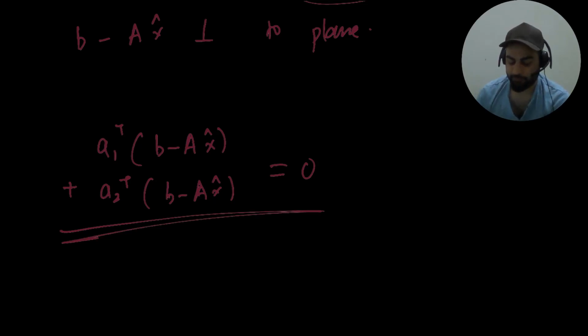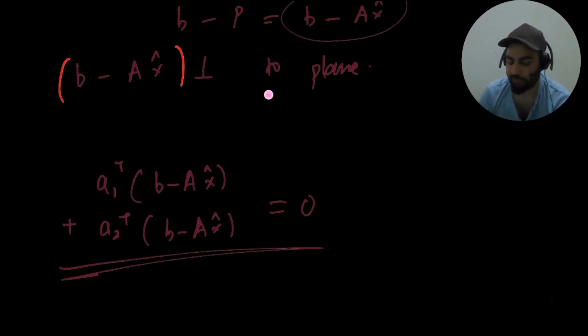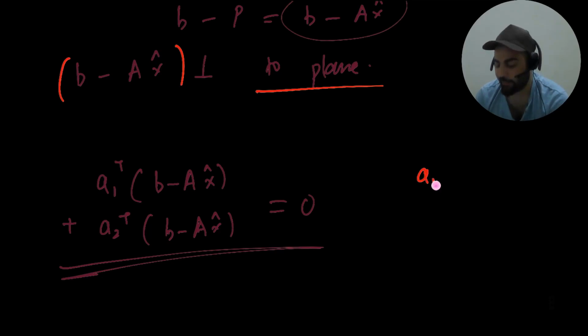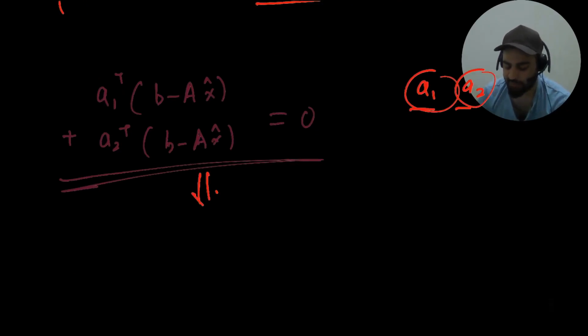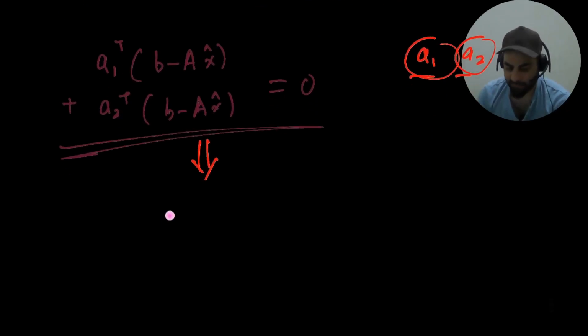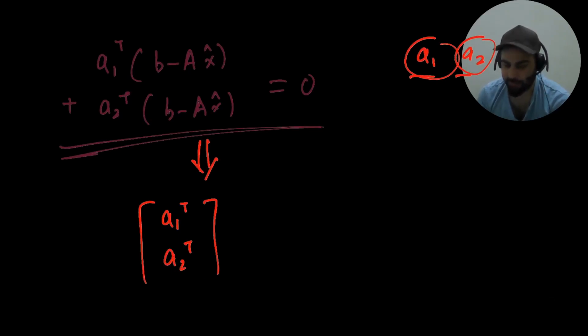Yes, sir. Do you agree, Dhyan, Jahangir? Do you agree I can write it like this? Because I told you that this B minus AX is perpendicular to the plane. The plane is represented basically by A1 and A2, so it should be perpendicular to both of these vectors. So that's how I wrote it. I will write this also in a succinct way. How can I write it? I can write A1 transpose, A2 transpose multiplied by this B minus AX. This is equal to 0.